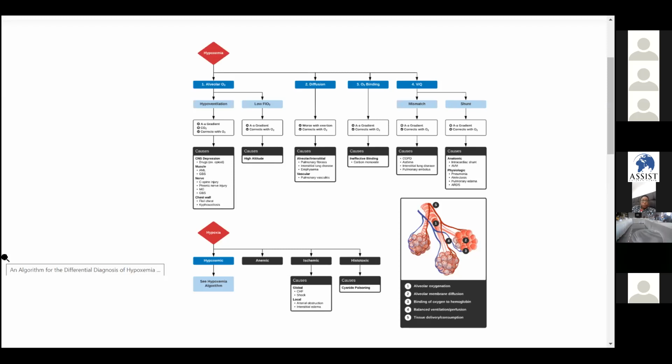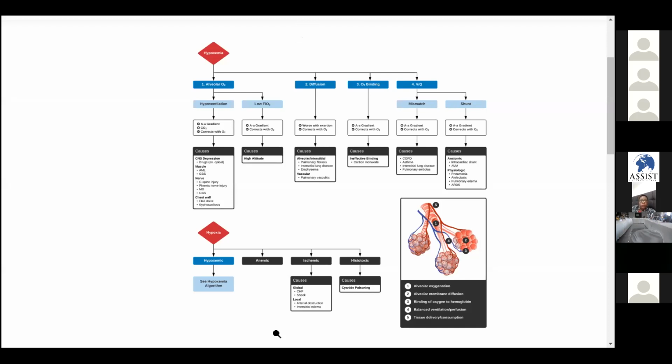And then you can have a VQ mismatch, conditions that will affect your ventilation or perfusion, your blood flow through the alveoli. Any of those conditions would impair oxygen diffusion and absorption from the lungs, and that may lead to hypoxia. Such conditions may include asthma, COPD, pulmonary embolism, and several other diseases that will affect your lung parenchyma.